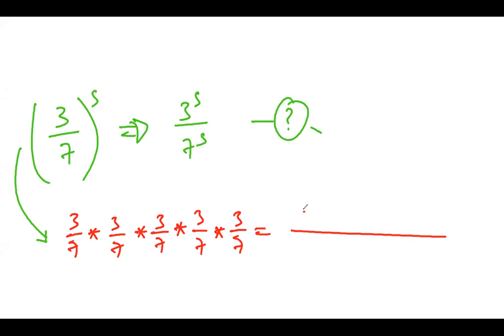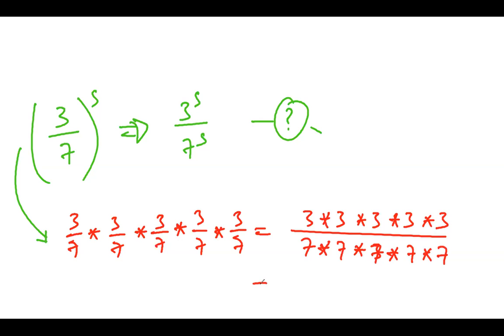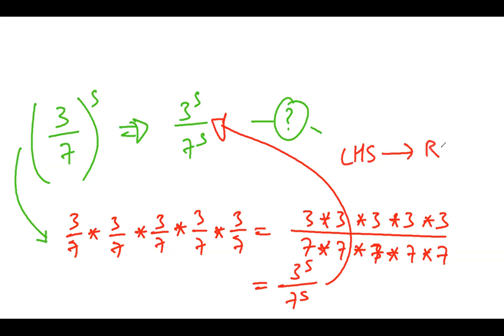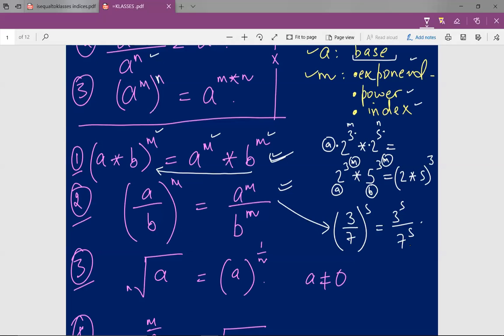This would be equal to 3 multiplied 5 times and 7 multiplied 5 times. This whole can be written as 3 raised to power 5 upon 7 raised to power 5. This is the same as the right hand side. So I have proved left hand side is equal to right hand side. I hope this law is also clear: a upon b whole power m is equal to a raised to power m upon b raised to power m.